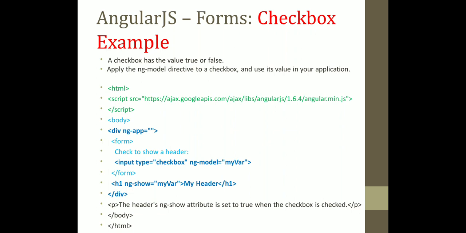Then we want to get the correct value. If there is a checkbox, that means there are only two possibilities, true or false. So what the checkbox will do is what we have given in the paragraph statement: the header ng-show attribute is set to true when the checkbox is checked. That means if the checkbox is clicked or checked, then it is taken as true, otherwise false.